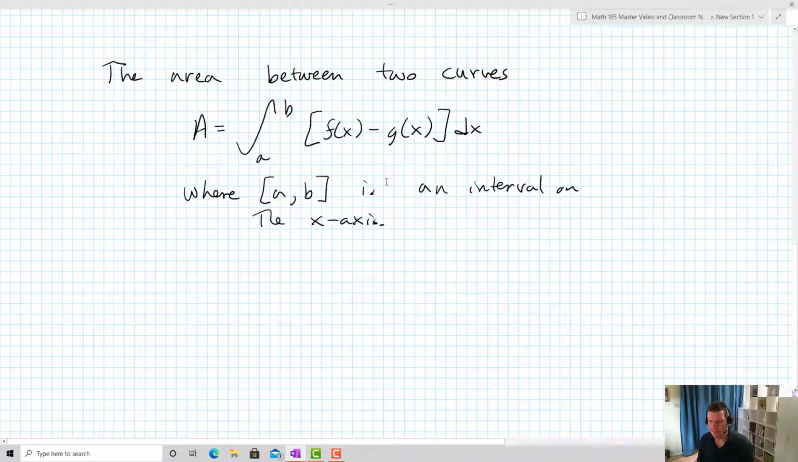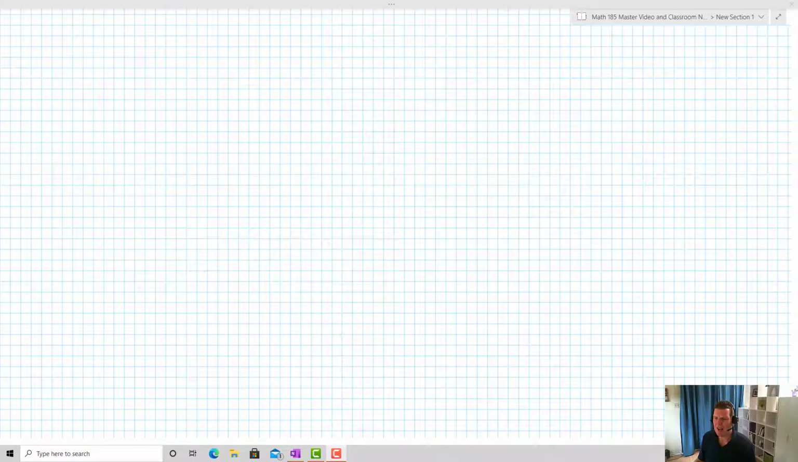We're looking for A. So the whole idea here is we're going to take a top curve, f, and subtract from it the bottom curve, g of x, and then find it on some interval a to b. Oftentimes, the trick is just to figure out what the interval from a to b actually is. We'll look at that in terms of some different examples. But let's start out with something basic.